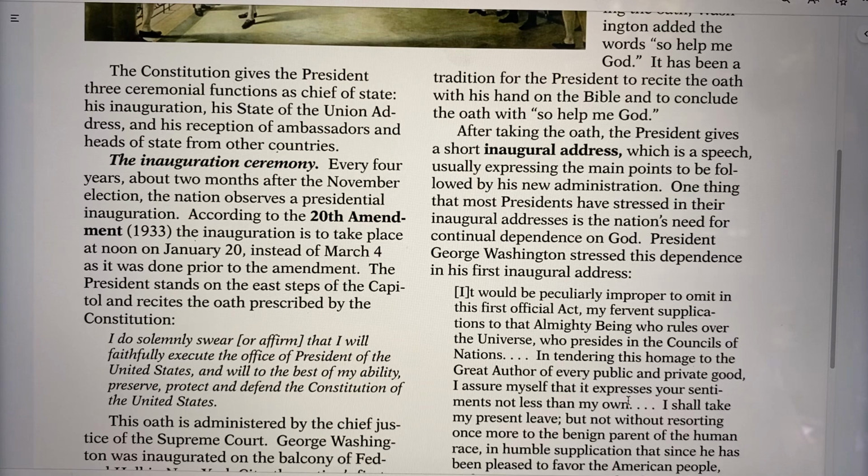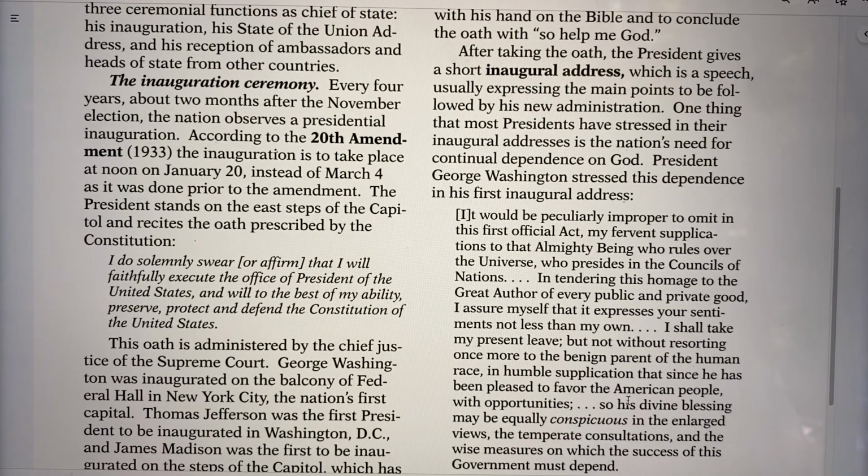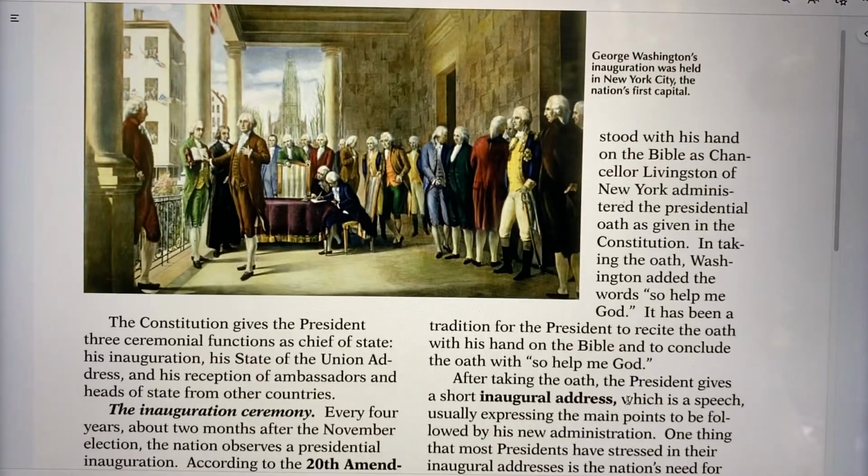So an oath is recited. This oath here, as you see, says, "I do solemnly swear or affirm that I will faithfully execute the office of the President of the United States, and will to the best of my ability preserve, protect, and defend the Constitution of the United States." So here's a picture of George Washington being inaugurated, one of the most famous inaugurations. The oath is now administered by the Chief Justice of the Supreme Court. And basically that swearing is on a Bible, right? To preserve, protect, and defend the Constitution.